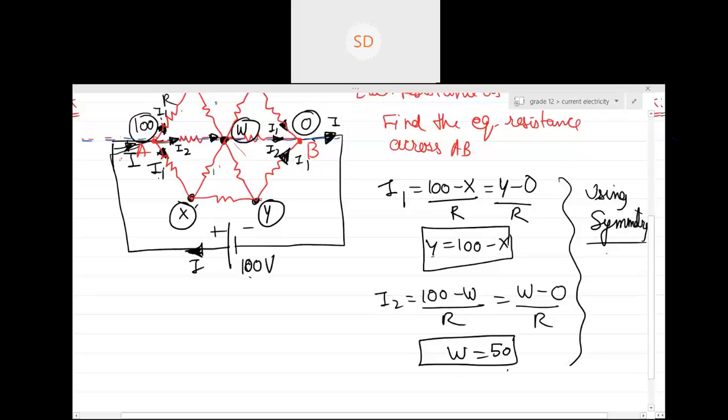Using symmetry, these two equations, you got y, you got w. Any doubt till here, guys? How many variables are there now?